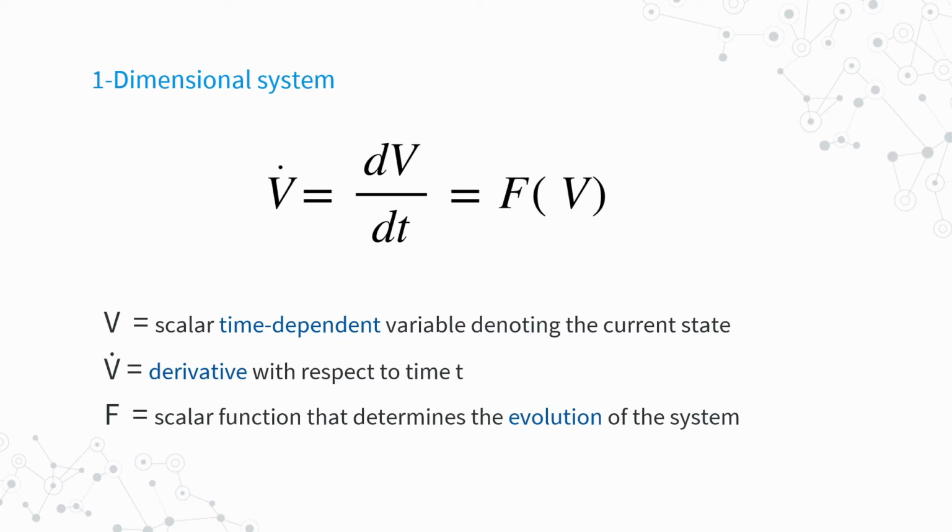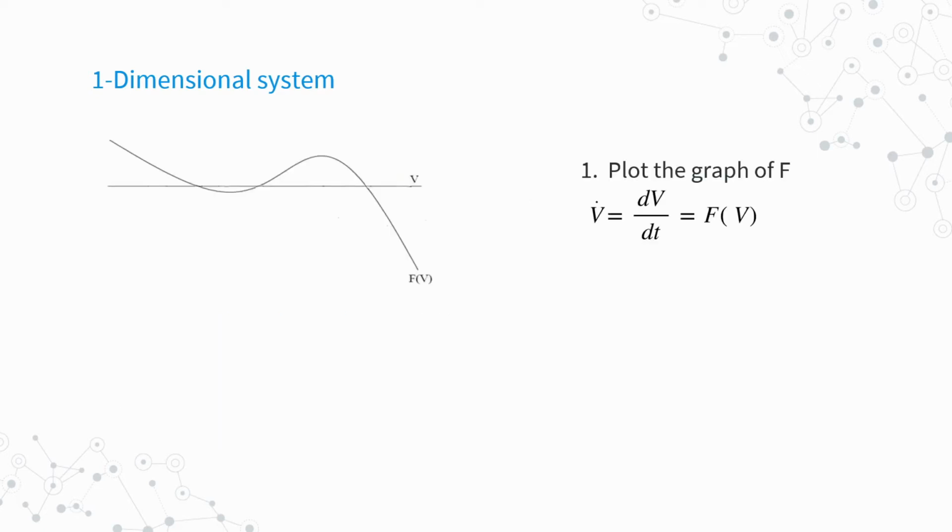To actually model the system, we also need its derivative with respect to the time t. This can be expressed as a function f of v, where f denotes the relationship between v and its derivative. So f of v determines the evolution of the system. We now have a dynamical system, and we can plot the graph of the function f, where the x-axis corresponds to the voltage. But what shall we do with this?